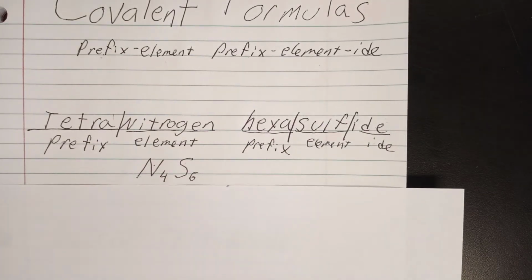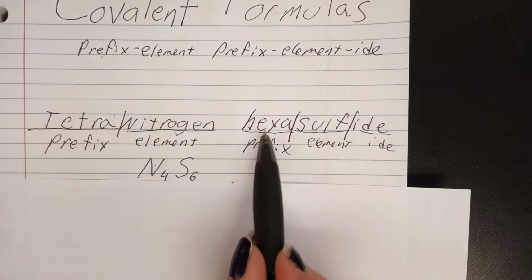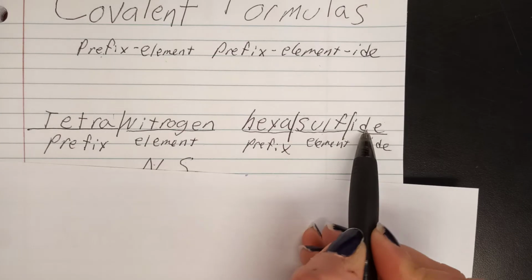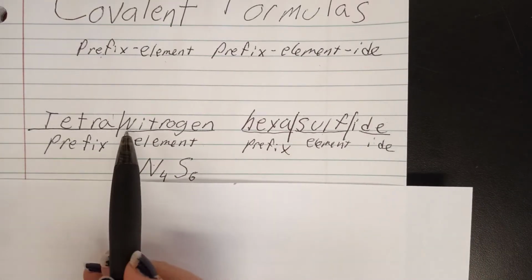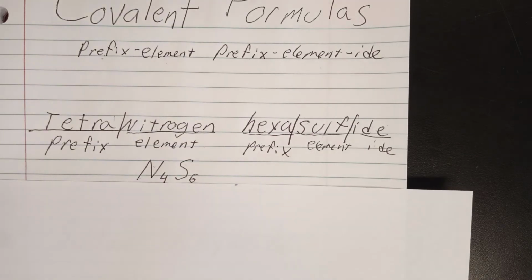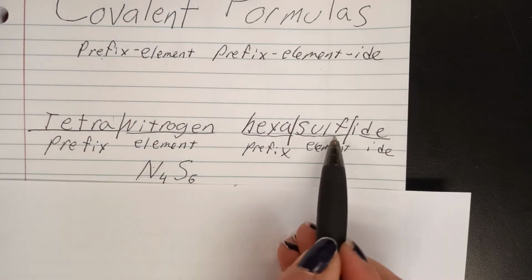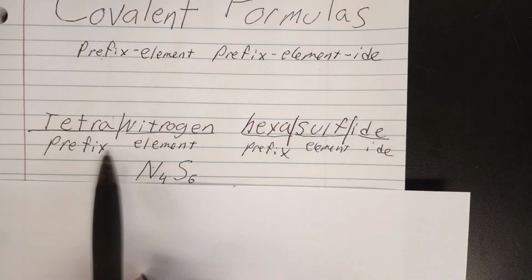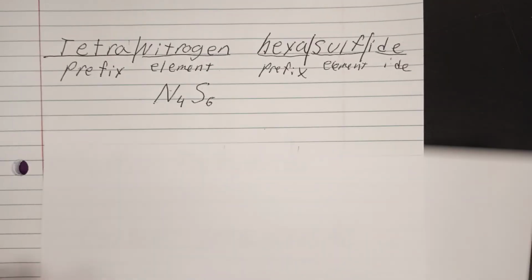So again, no switching. This name simply says there are 4 nitrogen atoms and 6 sulfur atoms in a compound. That's what this IDE tells me, that I'm not just dealing with 4 random nitrogen and 6 random sulfur. Remember, just like in our ionic compounds, every compound name you're going to see has 2 words. So tetranitrogen hexasulfide. Okay, so let's try some more.